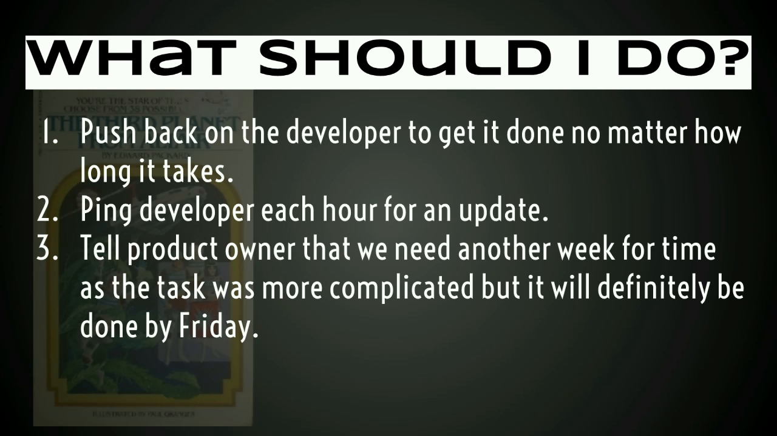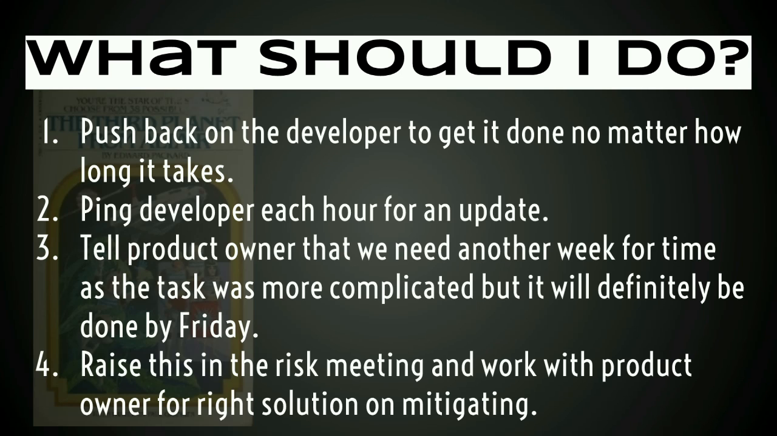Option three, I can call Product Tina, the product owner, and tell her that we need one more week. The task was a little more complicated, but it was definitely going to be done by next Friday. Or option four, I could raise this in our risk meeting and work with the product owner to find the right solution on mitigating. So if everyone can clap for their one, we'll go through the numbers. For number one, who thinks we should do number one? All right. Number two? Number three? Number four?